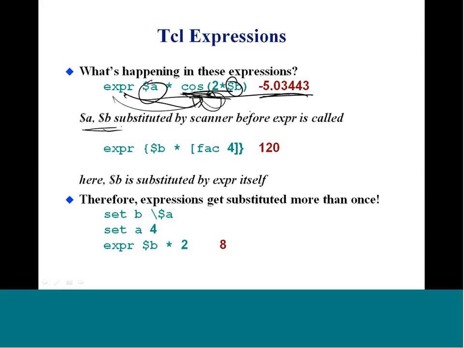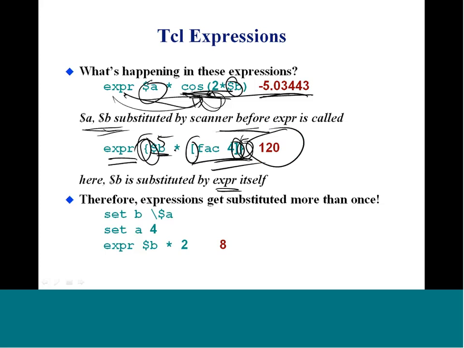So the difference here is that in this one the $A and $B are substituted by the scanner before the expr is called, whereas in this expression where we are saying expr, notice the curly braces and $B star fact 4, essentially here the $B is substituted by the expr itself. The reason is that it needs to have a single word expression, so it basically substitutes this. So you get again 5 into these, these are also substituted, so this is evaluated and you finally get 120. So the expressions can get substituted more than once.